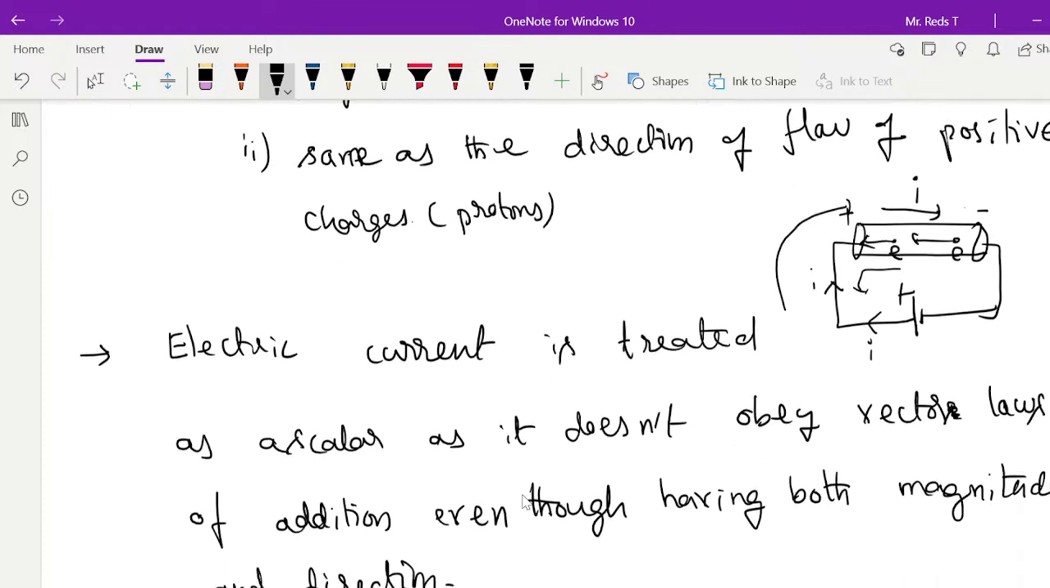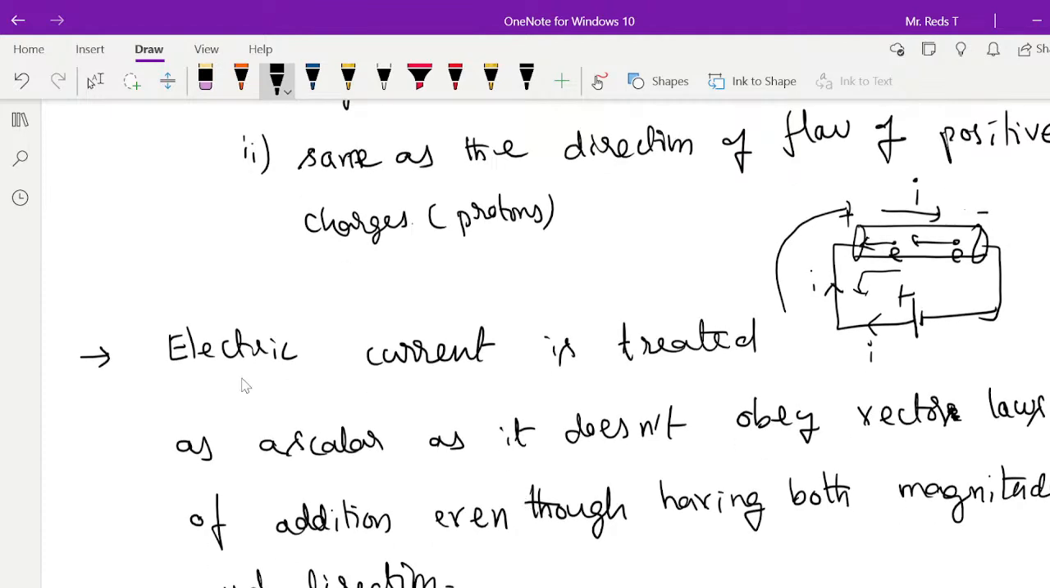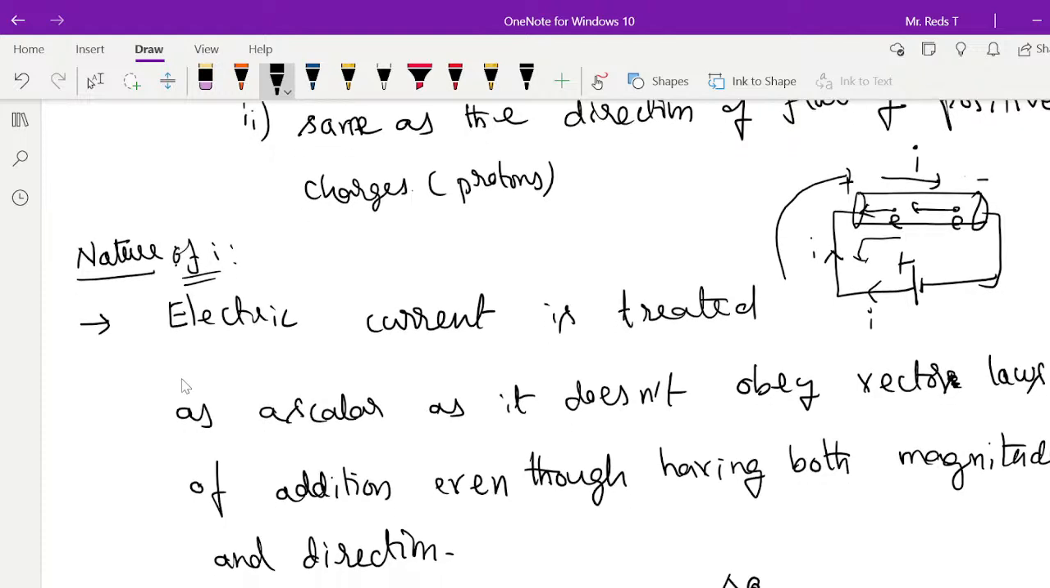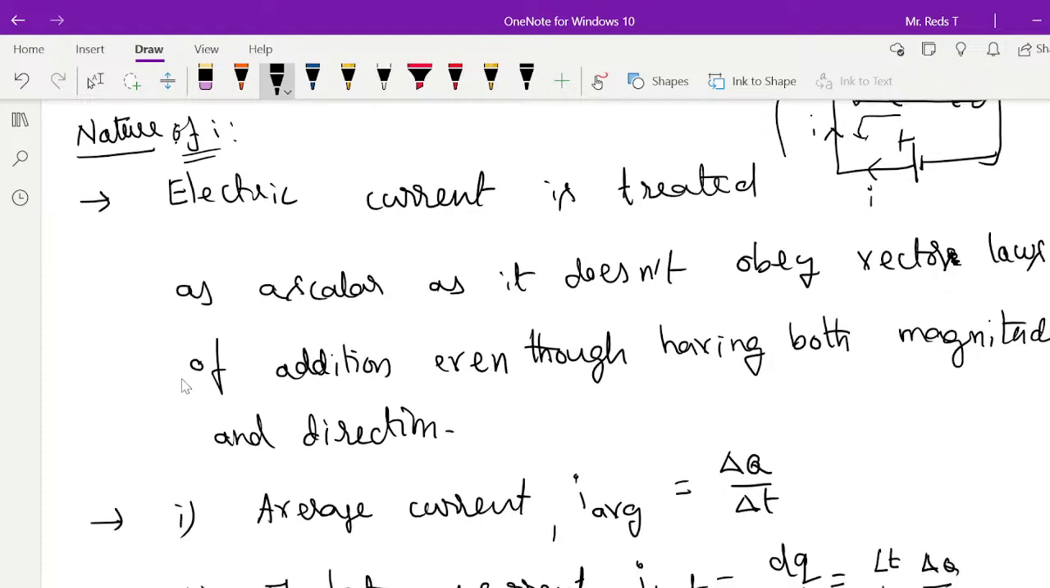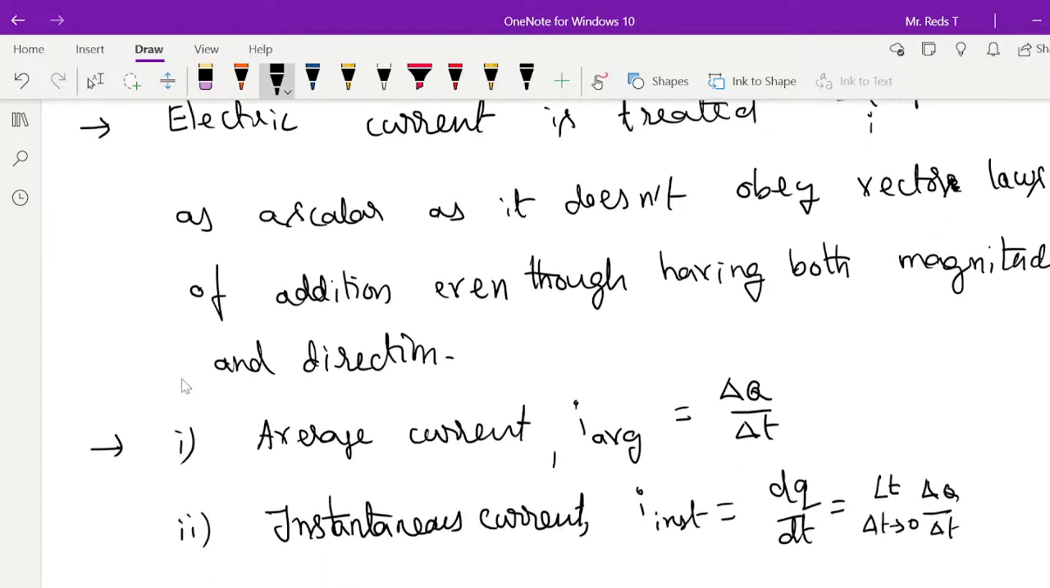Alright, and what is the nature of electric current? Even if you want some heading, you can mention this as nature. Nature means whether it is a scalar nature or vector nature. Nature of current: electric current is treated as a scalar as it does not obey vector laws of addition, even though it has both magnitude and direction. Sentence you can write in different ways. Electric current is treated as a scalar. Okay, and while doing the numericals, questions may come across based on these points also.